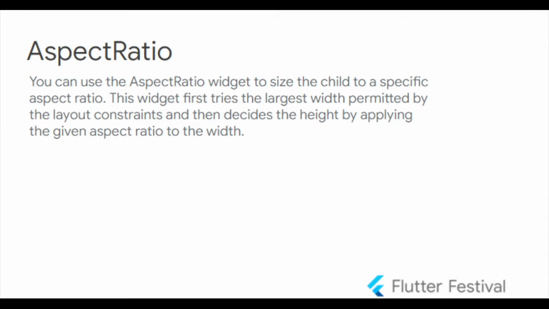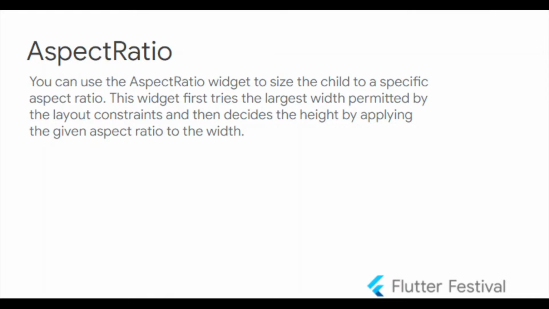Next comes the AspectRatio. As the name says, it is a ratio, for example 1 is to 2 or something like that. You can use the AspectRatio widget to size the child to a specific aspect ratio. This widget first tries the largest width permitted by the layout constraints, and then decides the height by applying the given aspect ratio to the width.